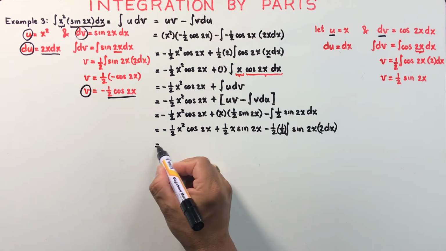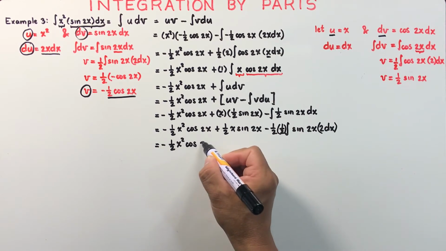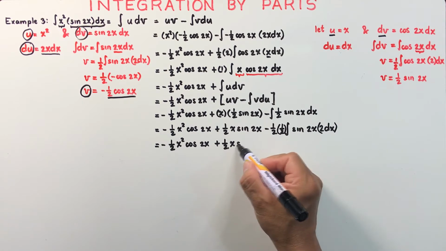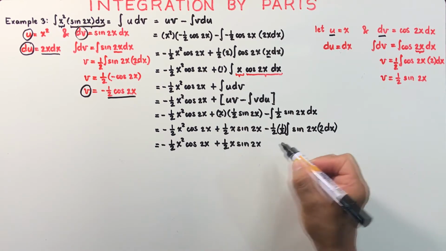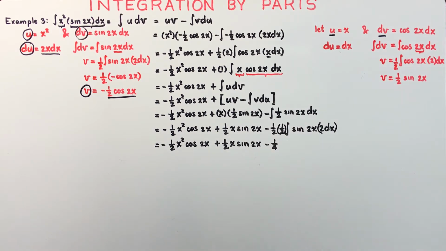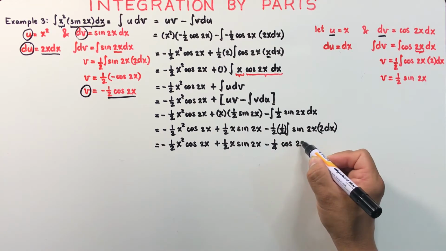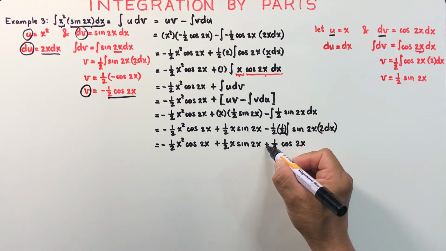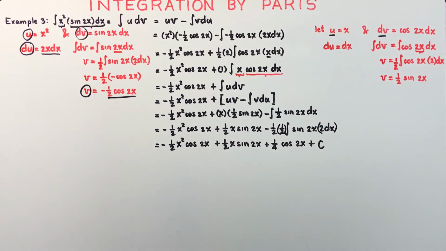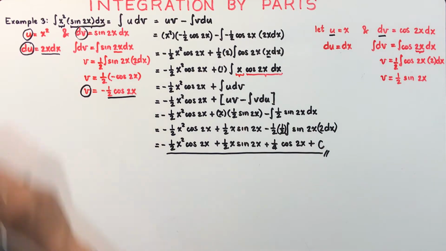So we have negative 1/2 x squared times cosine 2x plus 1/2 of x times sine 2x minus 1/4 of the integral of sine 2x dx, which is negative cosine 2x. And negative times negative becomes positive here. And this will be added to the constant of integration c. So this is now our answer for this example number 3.